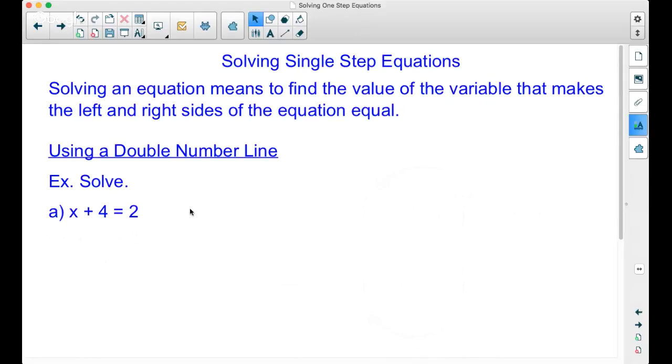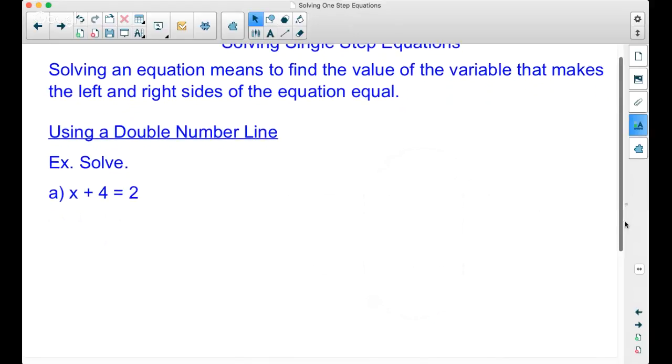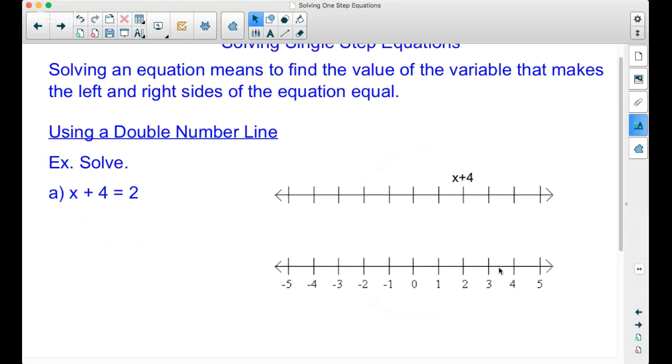We're going to go through this using what we call a double number line. I'll walk you through how that works. I'm going to start out by putting x plus 4 on a number line. Here's my number line, and here's x plus 4. We know that x plus 4 has to equal 2, so I'm going to use a second number line right below the first one. This red line shows that x plus 4 and 2 are the same. We want to figure out what x is.